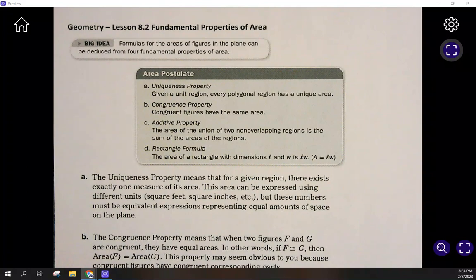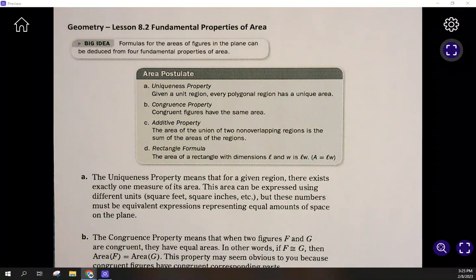Geometry lesson 8.2, the fundamental properties of area. So we dabbled with perimeter in 8.1, and now we're going to look at area. Again, something that you should be pretty familiar with, and we'll obviously take it to another level here in geometry.